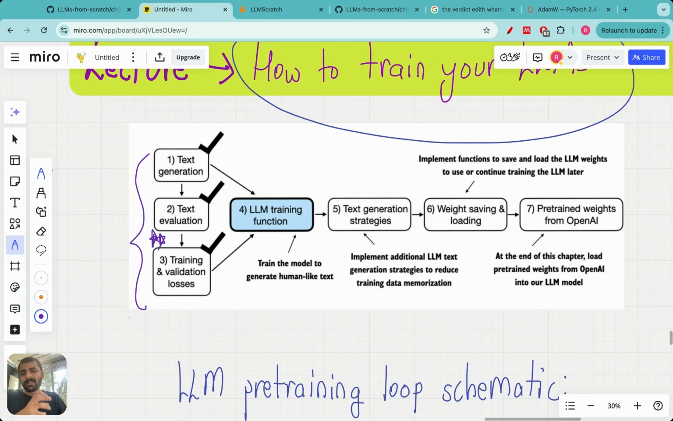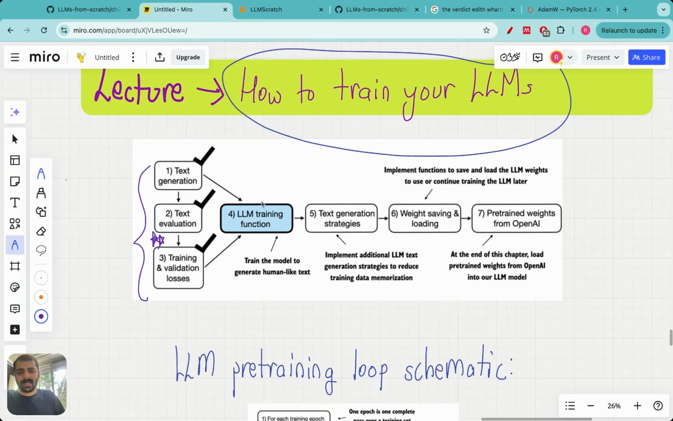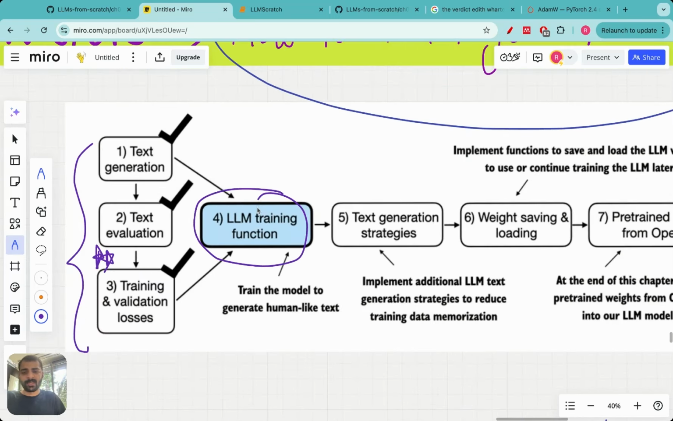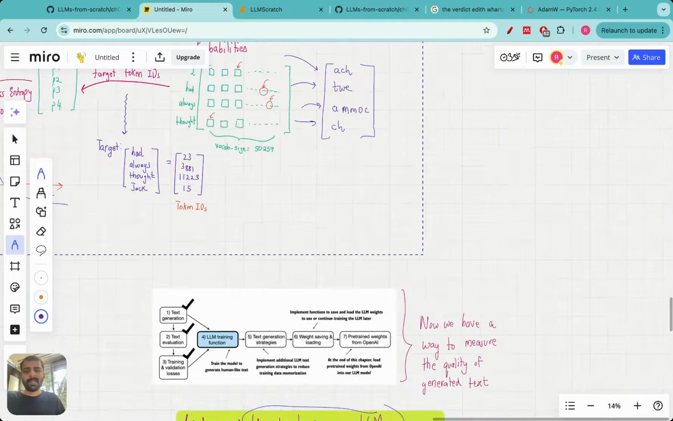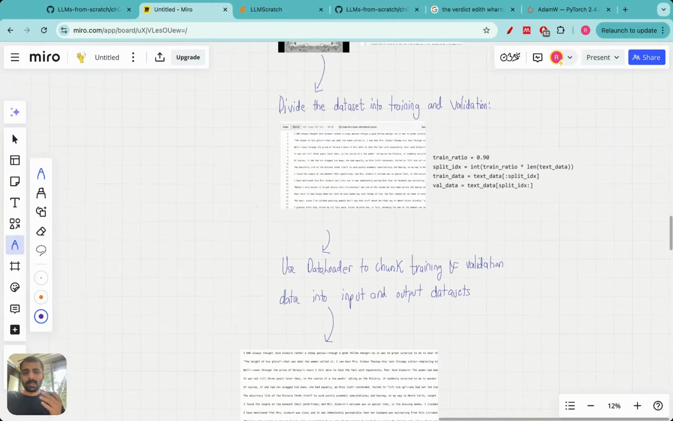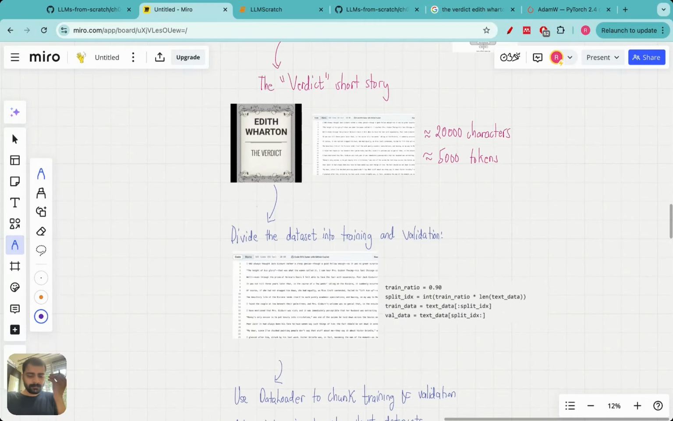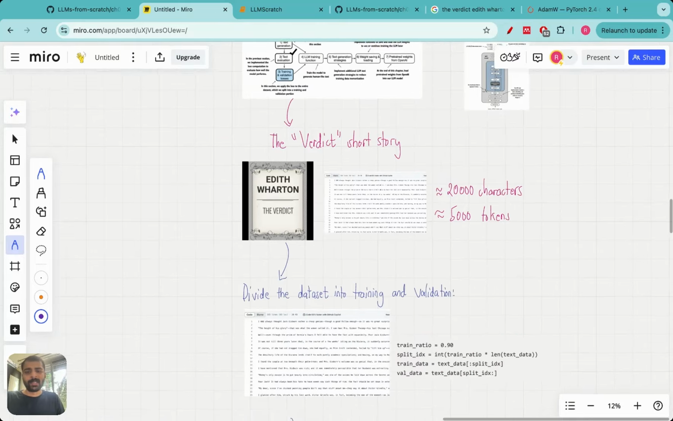Now that we have calculated the loss function in the previous lecture, the door is open for us to implement backpropagation and to try to minimize this loss as much as possible. Before we start learning about the LLM training function in today's lecture, let me quickly recap how we calculate the loss between the LLM output and the target values.